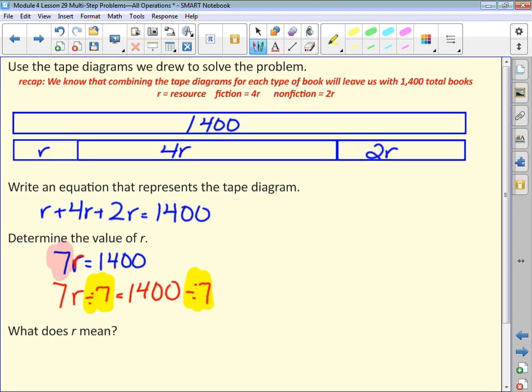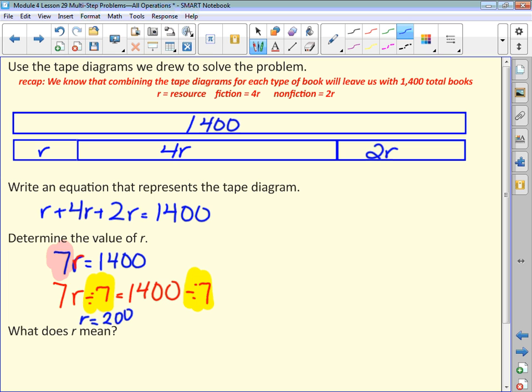Because we're not dividing by R. We want to divide 1,400 by 7. When you do that division, R equals 200. So now, R equals 200. Yay! What does it mean?